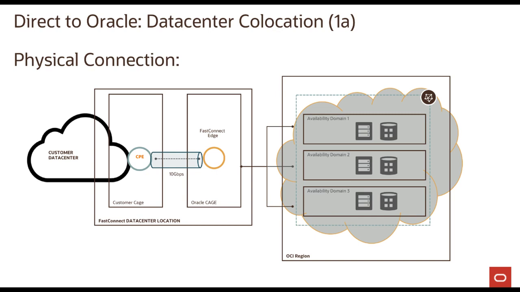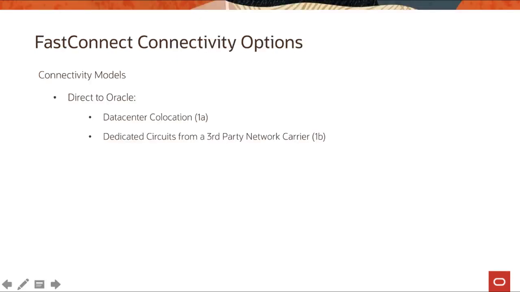Oracle will provide you a letter of authorization that the data center provider will need in order to establish a direct cross connect into Oracle's FastConnect edge device. You can also order multiple cross connects to create a LAG for redundancy. So let's look at the second option.